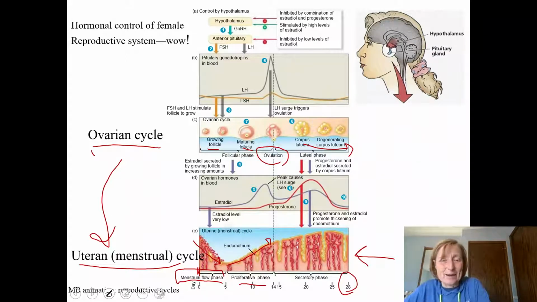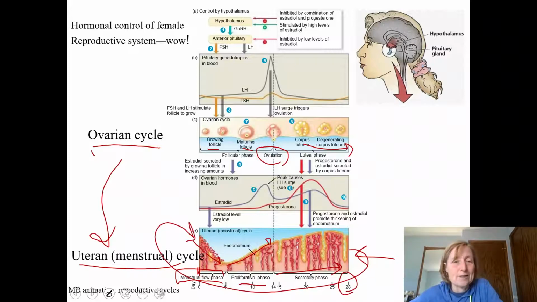And that by halfway through the cycle, we get a healthy uterine lining that's ready to go, waiting for fertilization. If there is no fertilization, we start all back over again. Okay. Now, those two boxes are pretty easy to understand. Every other box up here refers to the hormonal control of these two systems.